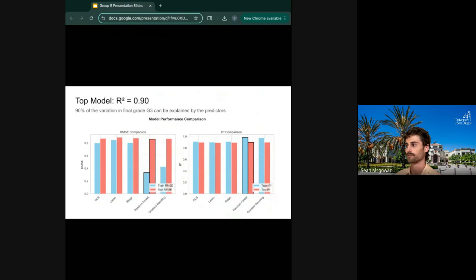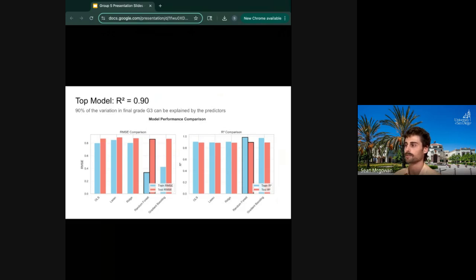So we tested several approaches here, 5 different models, as you can see, ranging from simple linear models to machine learning models like random forest. And the big surprise, they all performed almost the same. Our best model reached an R-squared of 0.90. What that means is 90% of the variation in the final grade G3 can be explained using the predictors in the model. And that tells us something important.